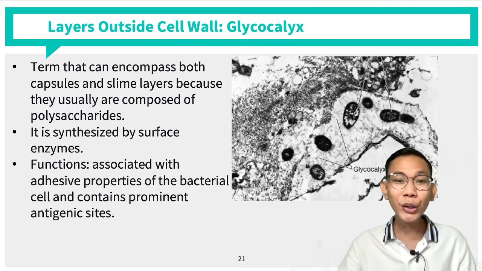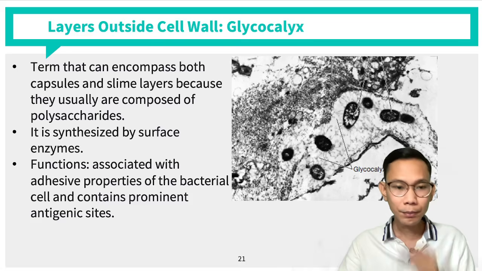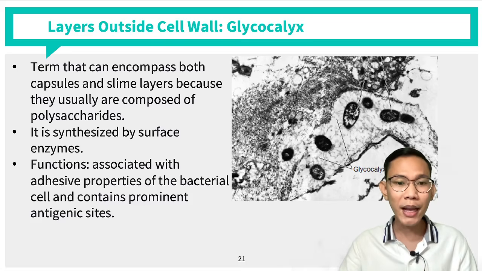Now let's proceed with your glycocalyx. Again, it is also a layer outside your cell wall. It is the term that encompasses both your capsules and your slime layers because they are usually composed of polysaccharides. So it's a combination of your capsule and your slime layer. It is synthesized by your surface enzyme. And what is the function of this layer, Doc? It is associated with the adhesive properties of your bacterial cell and contains a prominent antigenic site.